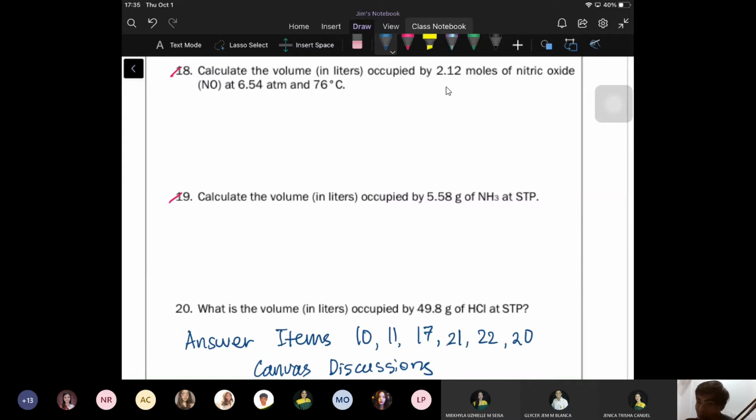Calculate the volume occupied by 2.12 moles of nitric oxide at 6.54 atmospheres and 76 degrees Celsius. Okay, so mapapansin nyo, you have multiple given, no? Ang daming given. Moles, meron kang pressure, meron kang temperature. So, if that's the case, that means you have to use the ideal gas equation. Pag maraming variables na yung binigay na, binigyan ka na ng pressure, temperature, amount of matter, ideal gas equation yan.